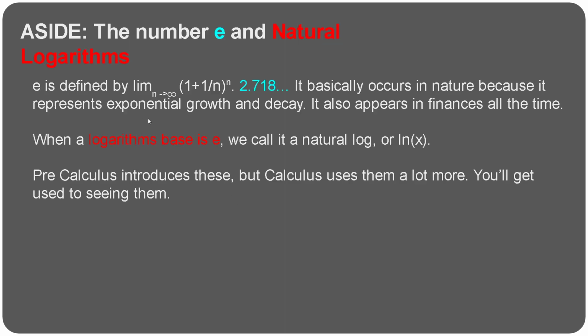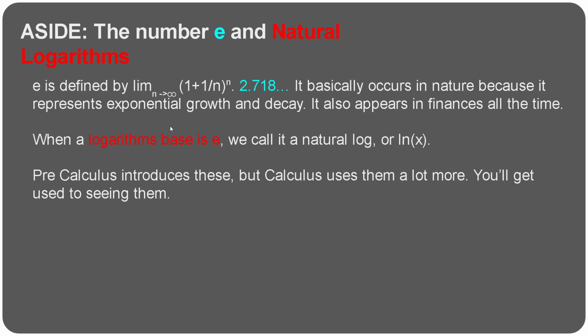And then a quick aside, the number e and natural logarithm. These are introduced in pre-calculus, but they are extremely important in calculus. So e is defined by, this is probably new for pre-calculus students, a limit as n approaches infinity of 1 plus 1 over n raised to the power of n. You don't need to know what that means. Basically, it occurs in nature because it represents exponential growth and decay.